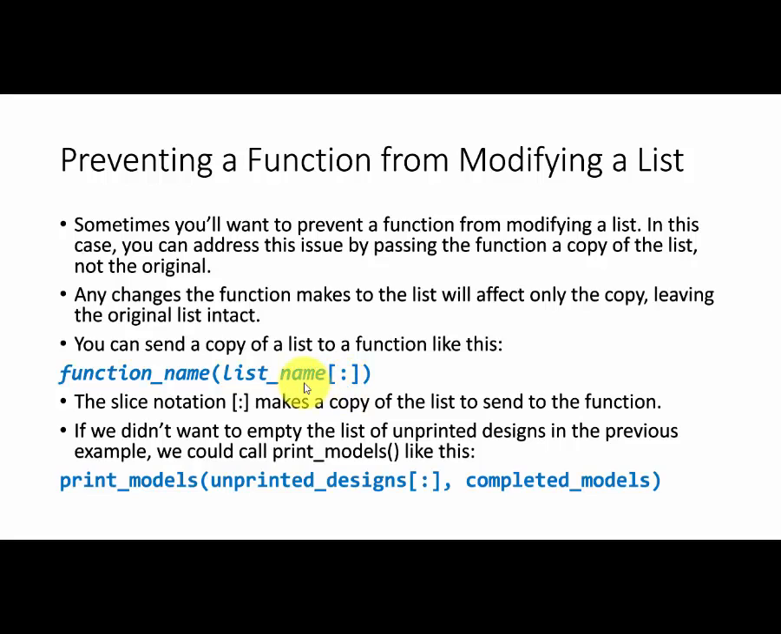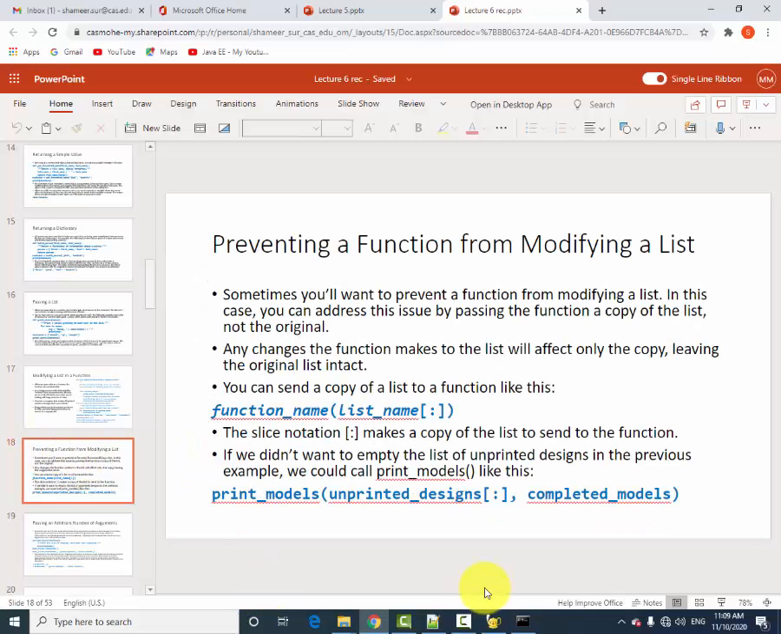So using this slice notation, you can pass the value, that is a list, to this function. Slice notation will create a copy of the list and send it to the function. Whatever changes you make will happen inside the function, not for the original list. So here we have printed models, unprinted designs. I am sending a copy of that unprinted design, then completed models. So it will print you the list of items. Like this we can copy and try.